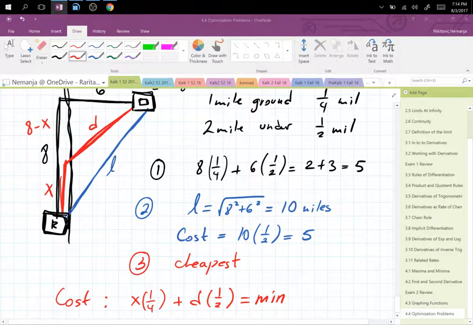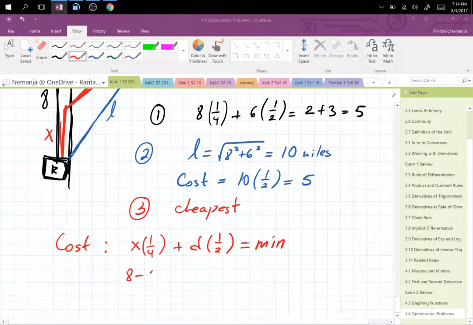And this is how you make money, because you are able to figure out that there is an equation there that will give you a minimum cost, which is a quarter of x plus a half of d. And now we also need an equation that connects x and d, and that's the Pythagorean theorem up there, which says that 8 minus x squared plus 6 squared is equal to d squared. That's your constraint.